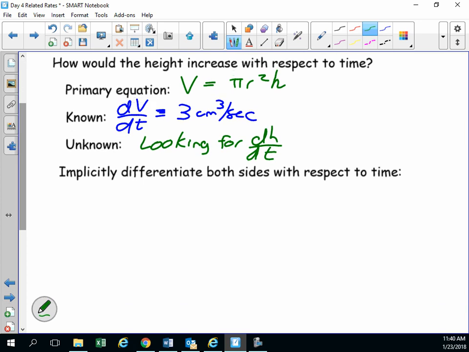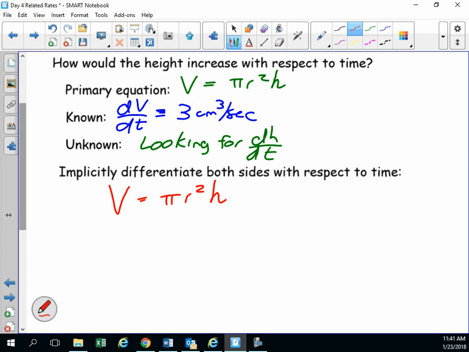Let's talk about differentiating this. I have a question for you. How many variables are sitting here? 2, 3. There are 3 variables here. They are R, H, and V. So let's talk about differentiating.